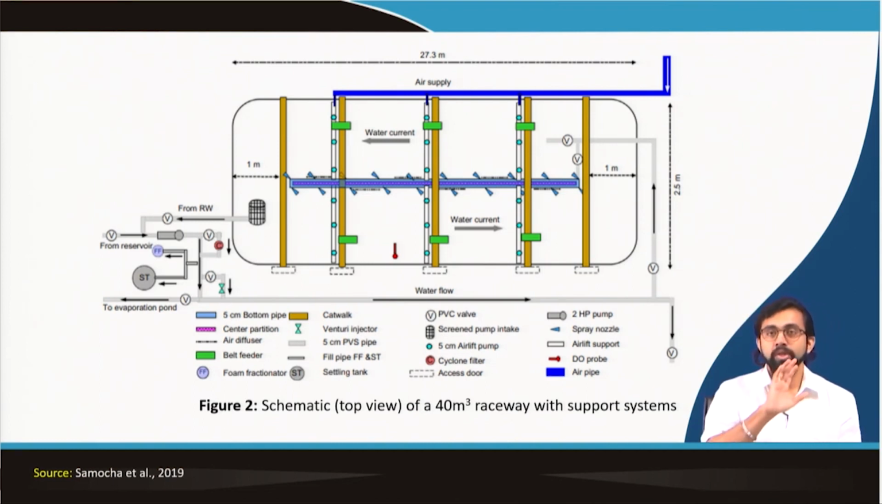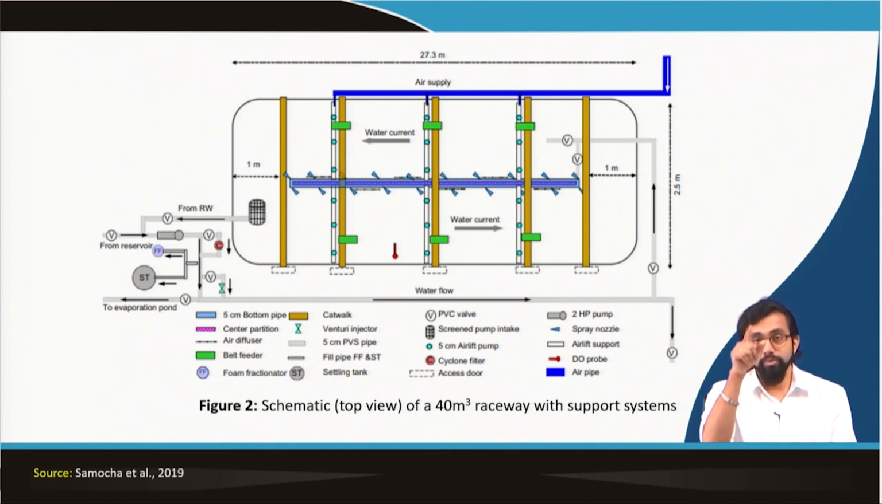So this is one standard design, the top view of how it should look like, for this raceway of around 40 cubic meter of volume. I hope you have a good understanding of the system now. You can see the airlift pumps present in the airlift support after each catwalk. Those are pushing the water forwards, and this helps the water make a continuous flow. That has other uses as well.